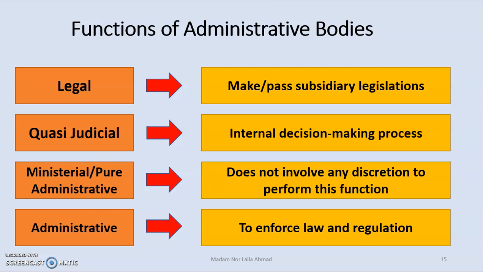Since we have given them the power to make law, subsidiary legislations, and then quasi-judicial power to make decisions, we need to control the powers exercised by this public authority. That's why we need judicial review. So for judicial review, we will proceed in the next topic.